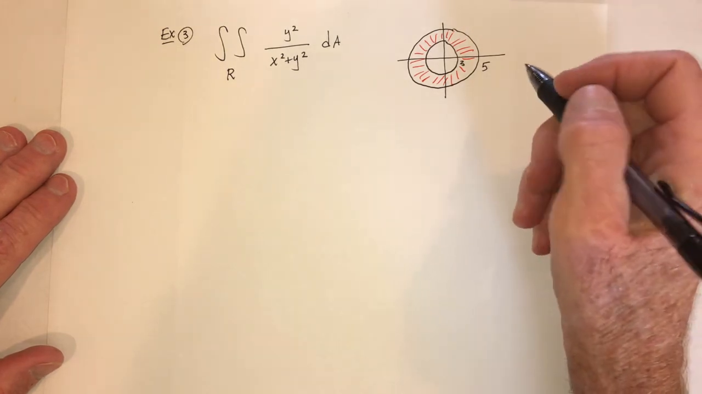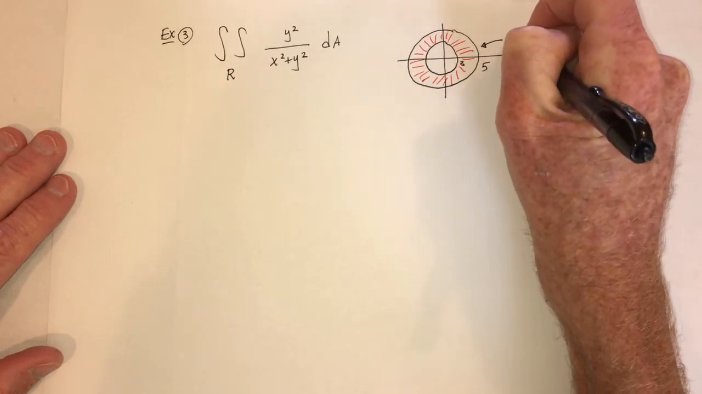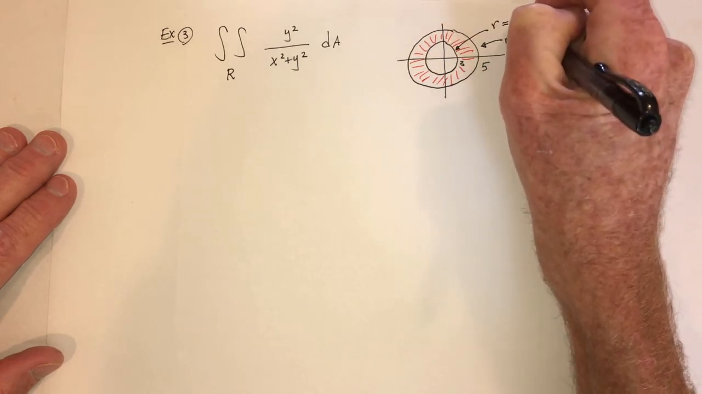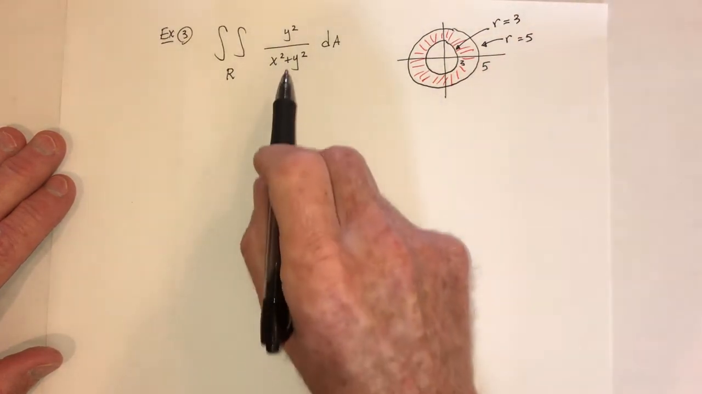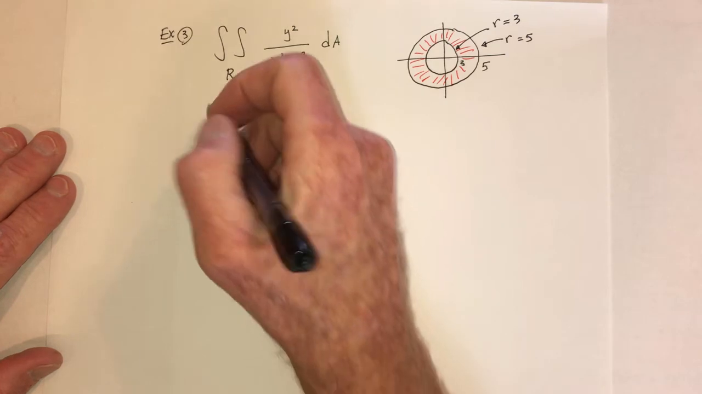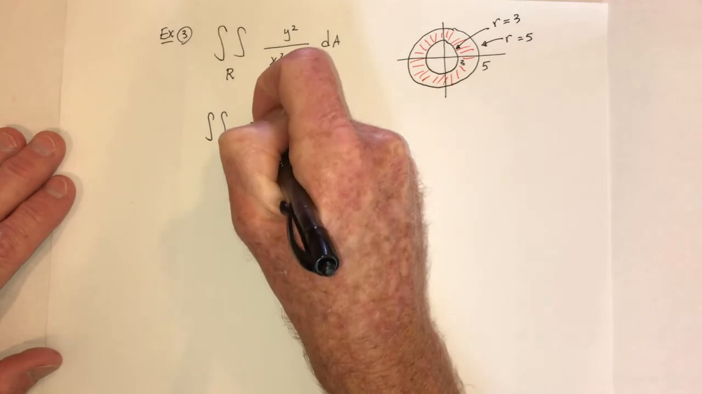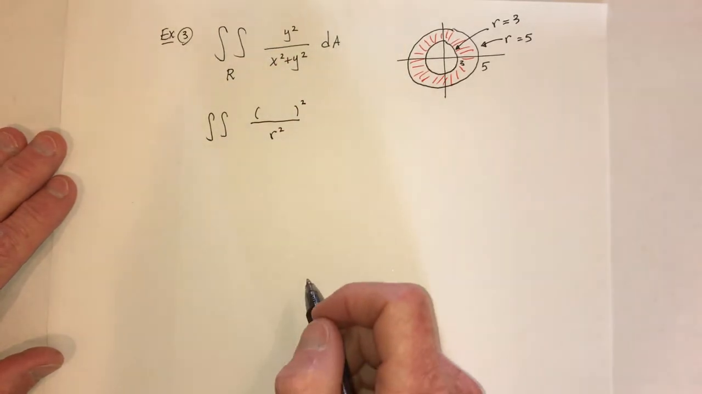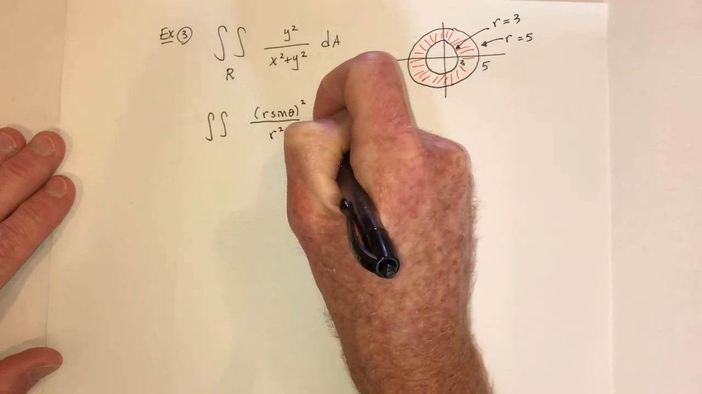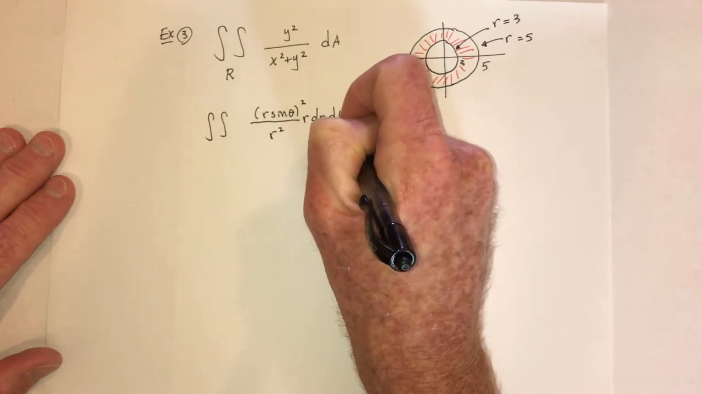Okay, so as we saw before, with circles, it's very easy to use polar coordinates, because this one is going to be r equals 5, and this inner circle is going to be r equals 3. Now we also need to change this to polar, so x squared plus y squared can be replaced with r squared. And on the top, y is equal to r times sine of theta. And I almost forgot the extra r, and then dr d theta.